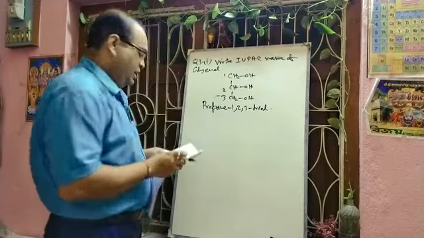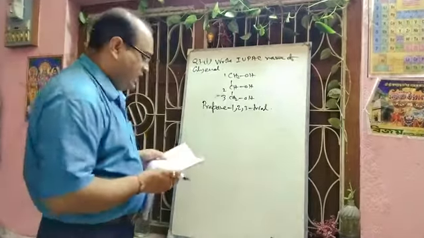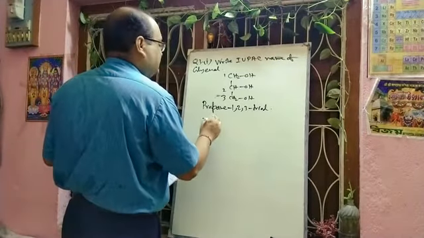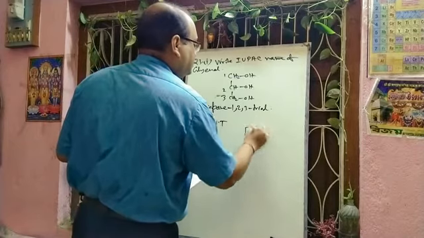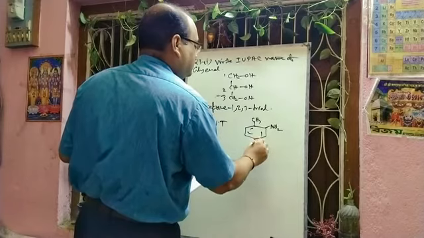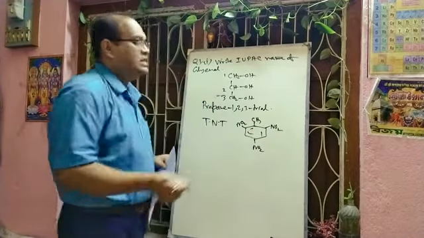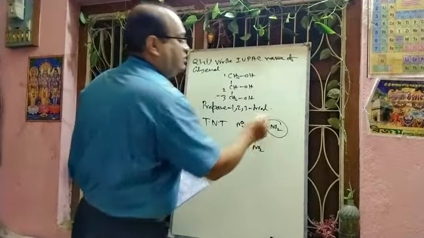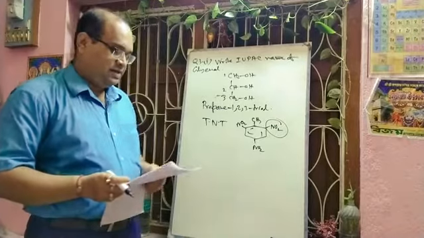Next question was, what is the functional group present in TNT? You have to draw the TNT structure. This is trinitrotoluene. So three nitro groups are present. Methyl is not a functional group. So this nitro functional group is present. You have to write nitro group is present as functional group.